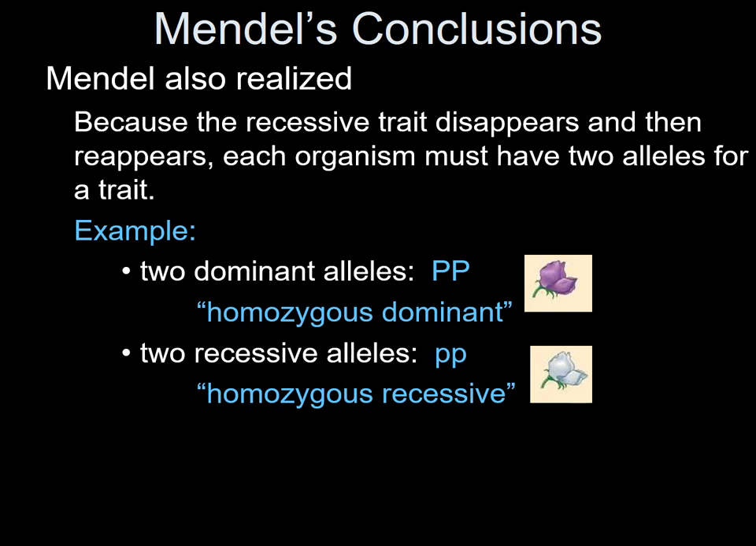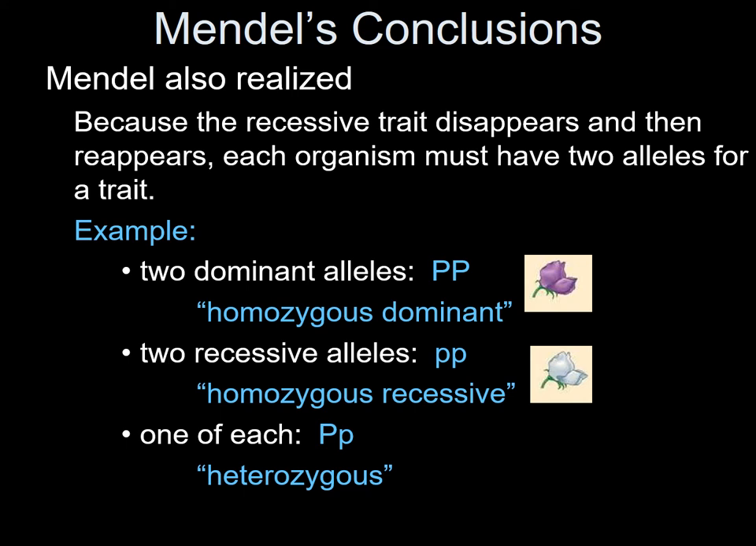Now, the third possibility is that you have one of each, either a dominant from mom and a recessive from dad, or the other way around. Whichever one, you have one of each. That's not homozygous. That is called heterozygous. Hetero means other. Again, zygous is the result from the sperm and egg. Notice you don't have to say dominant or recessive, because heterozygous means you have both of them.